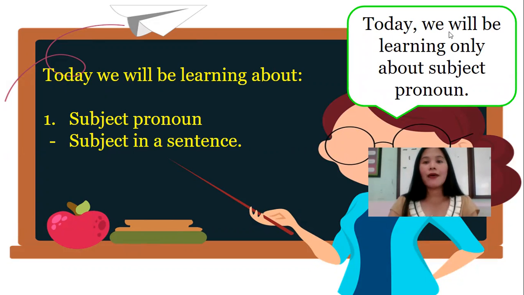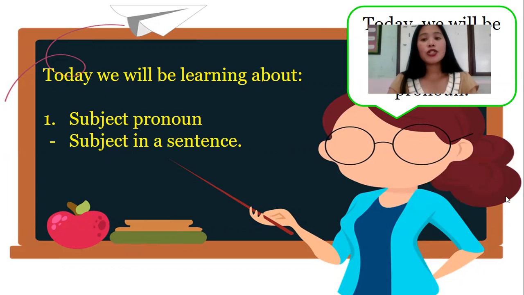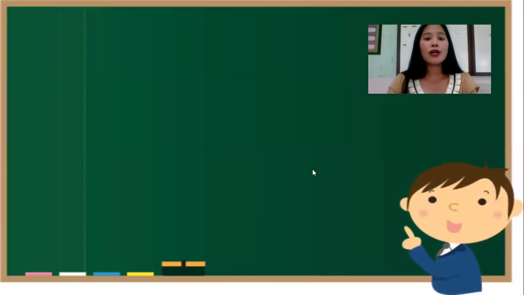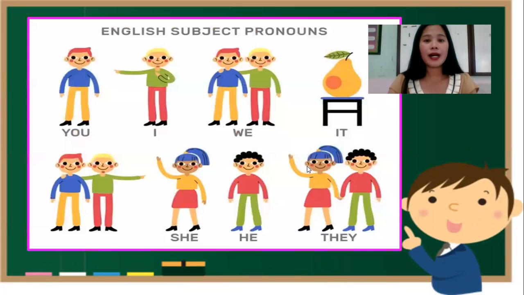All right, now let's proceed. Since the chart is quite difficult, let's have another one. Look at this one. This is referred to as the subject pronouns. The chart number one, that is the subject pronoun. So here it is. Now look at this. We have you, which means kun. And then I. We.